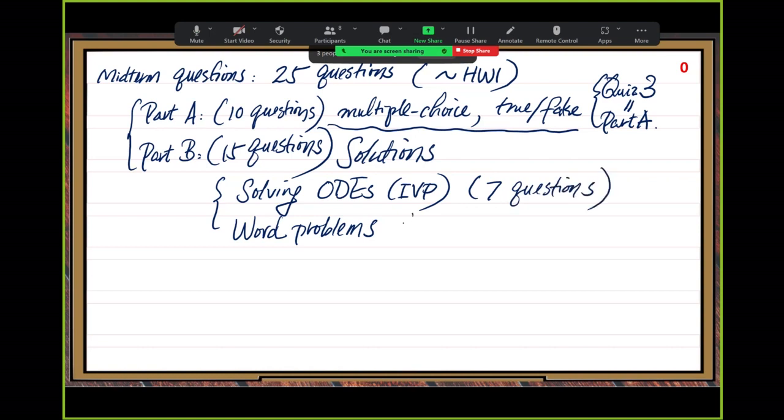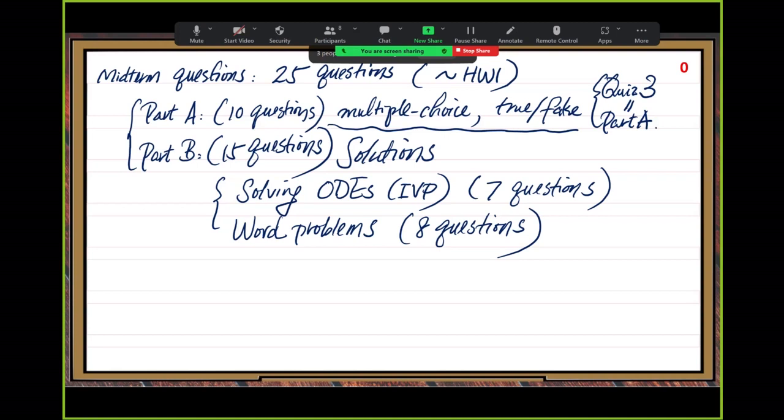Okay. Word problems, 8 questions. So total 15 questions. On the 21st, Thursday, when you're here 2 hours, you work on these 15 questions. How do you feel about this plan?